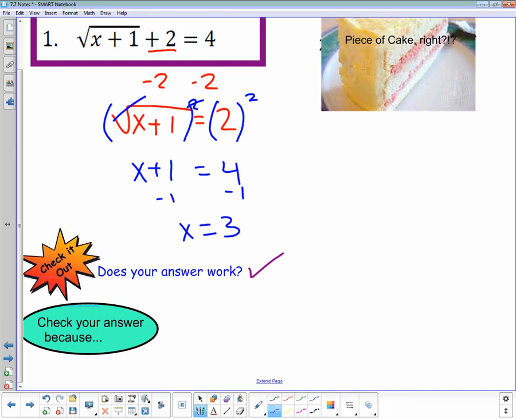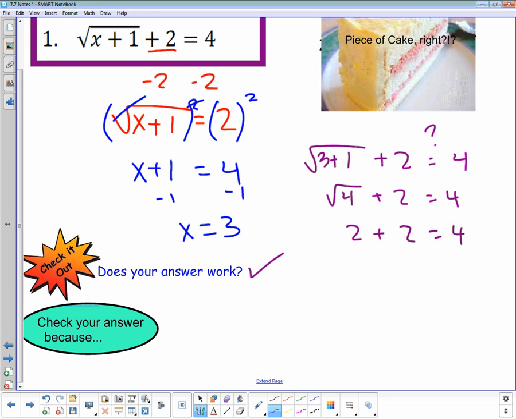So I'm going to take the 3 and plug it back in. I have the square root of 3 plus 1. I have plus 2 outside of that, equaling 4, and I want to ask myself if that's true. Square root of 3 plus 1 is the square root of 4 plus 2. Square root of 4 is 2, and I end up getting 4 equals 4. So I know that that's true. I know that 3 is my solution.